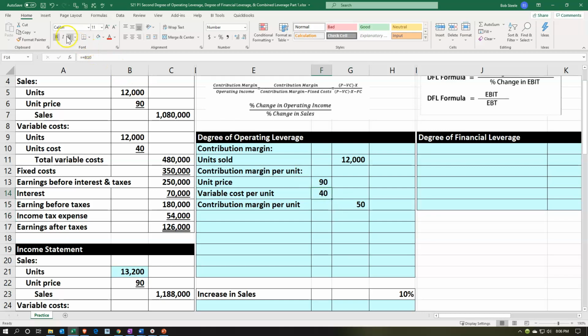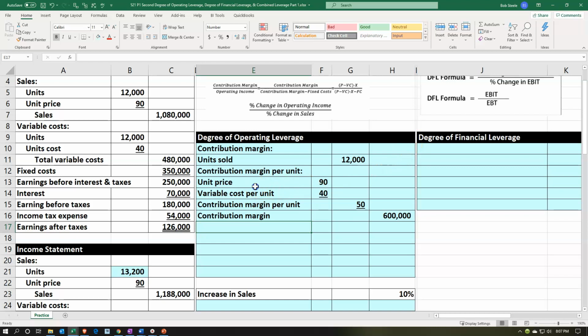I'm going to put an underline here and an underline there. We're then going to say this is going to be the contribution margin, and I'll bring this out to the outside. This is going to be now our numerator. So we're multiplying, what would be in the brackets, the contribution margin per unit, times X, the units sold. That's going to be the 12,000 times the 50, and that's going to be, once again, that $600,000.